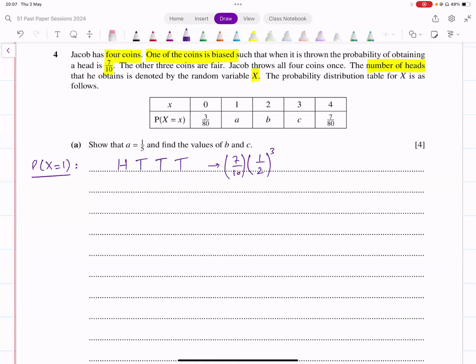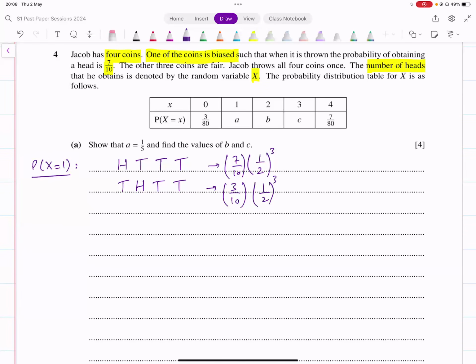Now, that's one possibility. Then another possibility could be that the first one is a tail and the second is a head, the third is a tail, the fourth is a tail. What would you get in that case? If the first one is a tail, what's the probability for that? 3/10, right? That's the biased coin. And then the probability for the second one being heads and the third and fourth being tails, they're all the same because they're fair coins. It's going to be 1/2 into 1/2 into 1/2. That's 1/2 raised to the power 3.